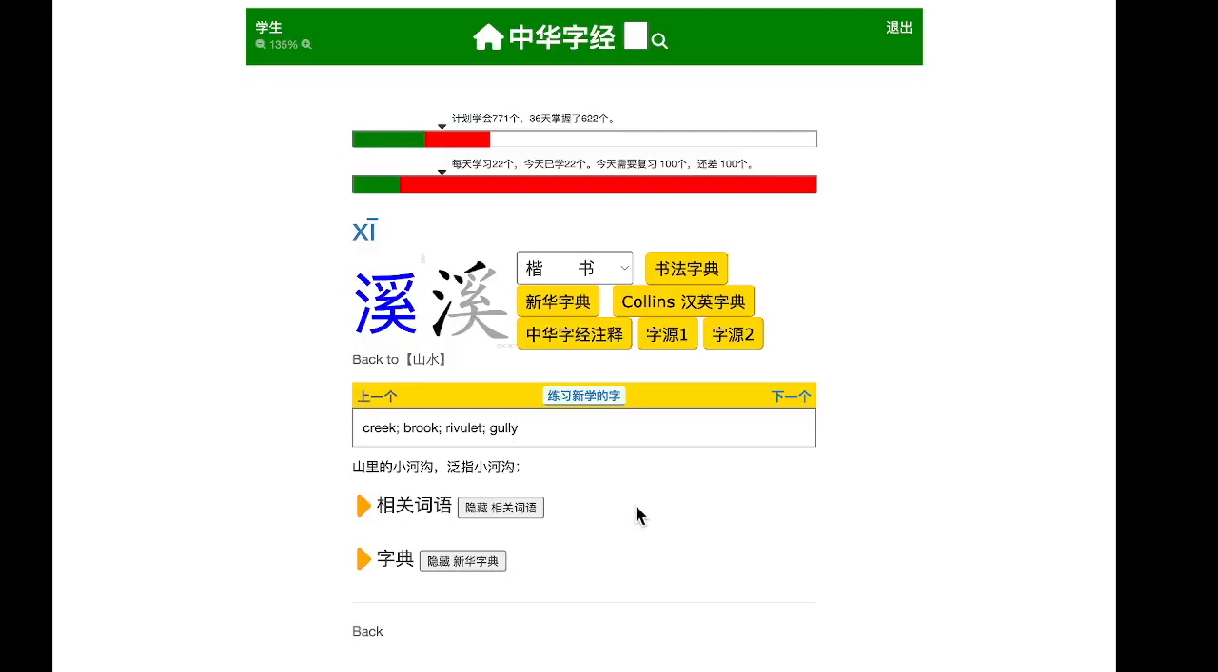溪 is a little creek, a brook, rivulet, or gully, small stream. 涧 refers to a mountain stream or also a gully or ravine.